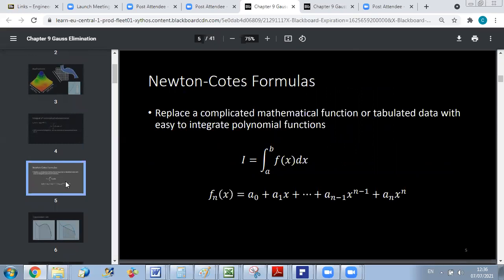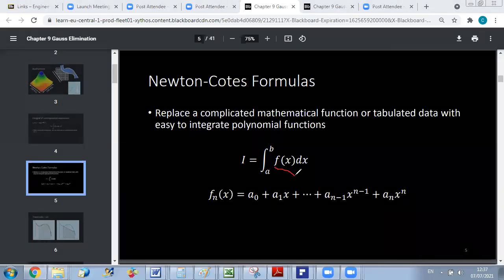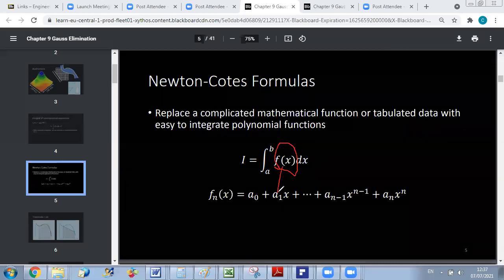The main idea in Newton-Cotes formulas is that we replace a complicated mathematical function or tabulated data with an easy to integrate polynomial function. So the idea is that instead of dealing with a complex function f(x), we replace it by a polynomial function that will be integrated. We will start with the easiest case where we simulate a function by a linear function. Then we will consider a quadratic function, etc. So the higher the order of polynomial you use, the better accuracy you can expect to achieve.